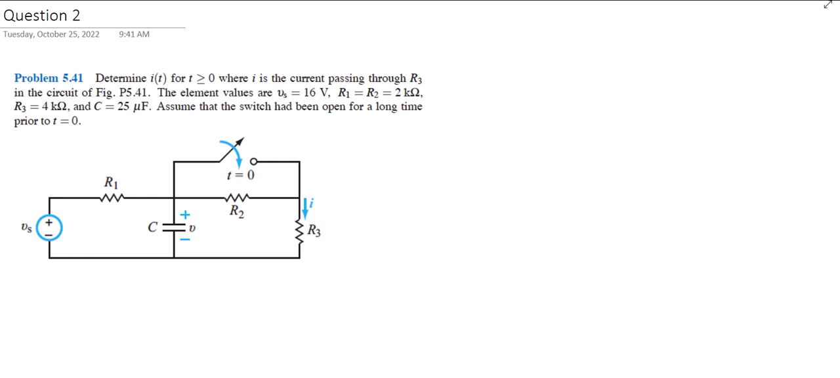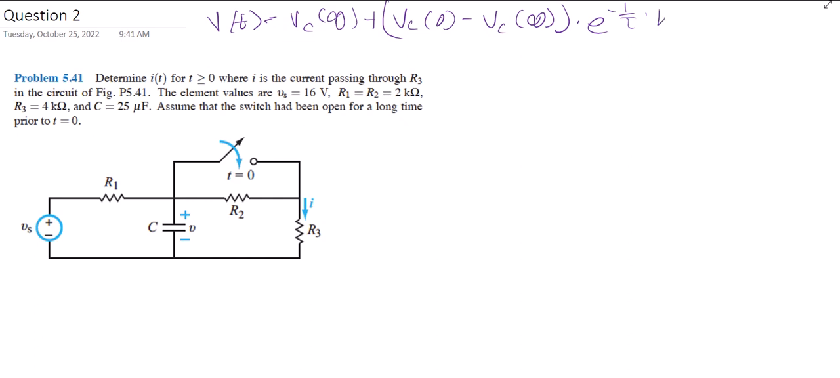So once again, we just want to keep in mind that v of t equals vc at infinity plus vc at 0 minus vc at infinity times e to the minus 1 over tau times t. So once again, we need to find vc of 0, vc at infinity, and tau.